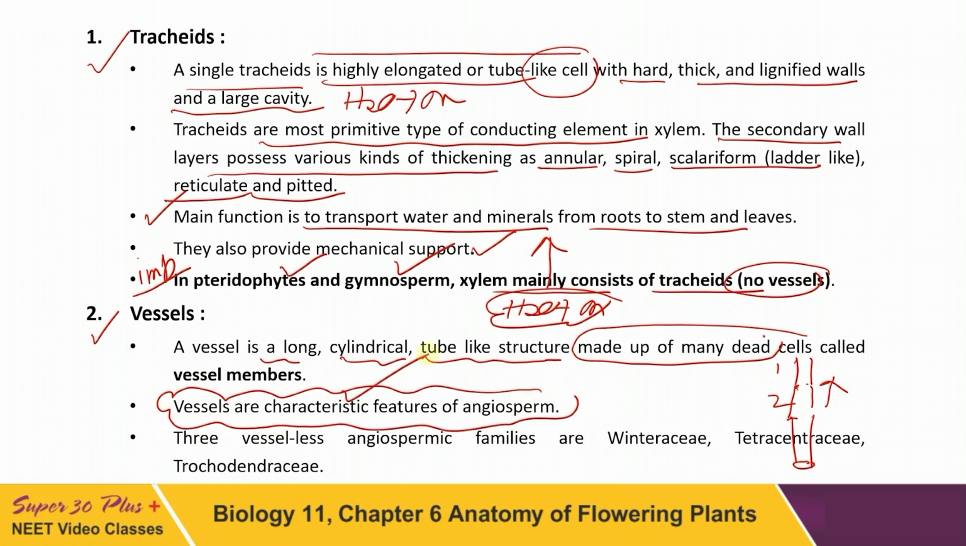Important characteristics of angiosperms you have to remember, but a few exceptions are there in angiosperms also where the vessels are absent. Sometimes that may come in examination. We have 3 families: one is Winteraceae, one is Tetracentraceae, and one is Trochodendraceae. These are angiospermic families, but they do not have vessels.